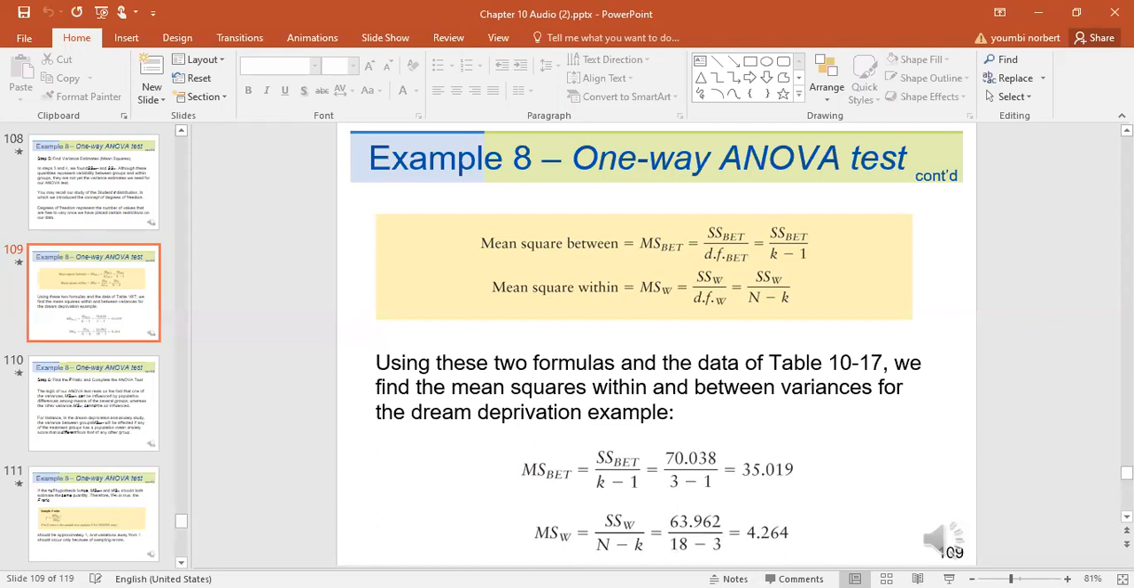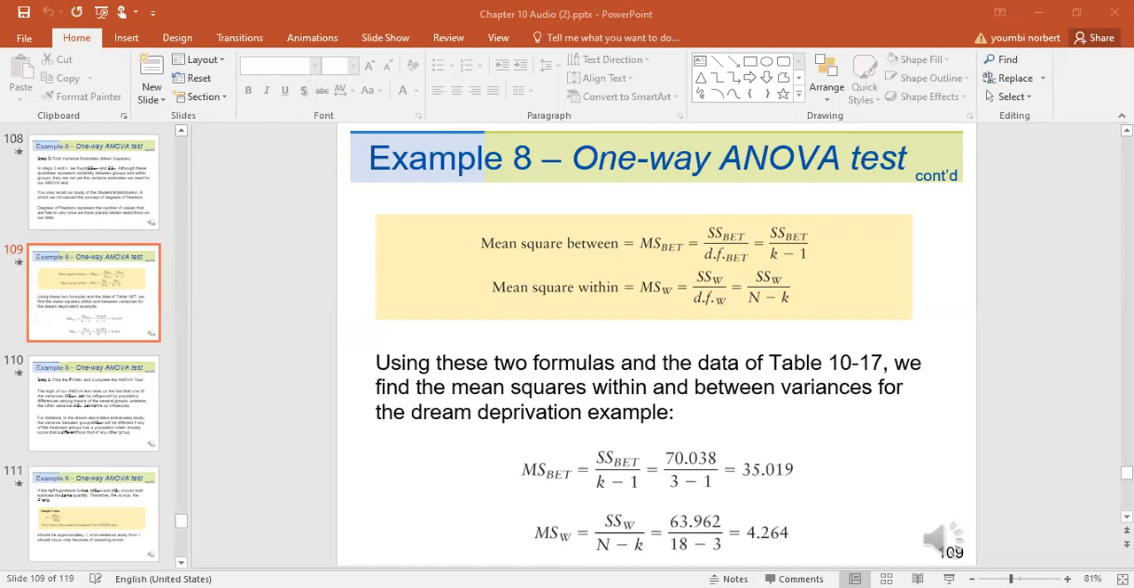What is the degree of freedom of the numerator? Degree of freedom of the numerator is number of categories minus 1. How many categories do we have here? 3. So it's 3 minus 1. So the mean of the sum of the square between is 70 divided by 2, which you can read from Excel. Everything is there on Excel, but sometimes I ask you these questions to make sure you know what you are talking about.